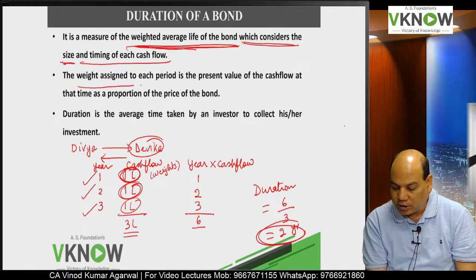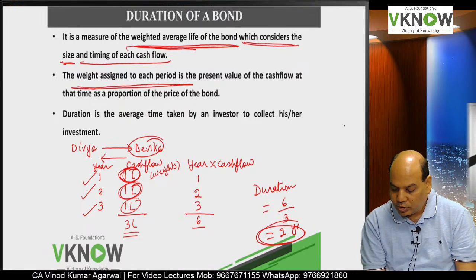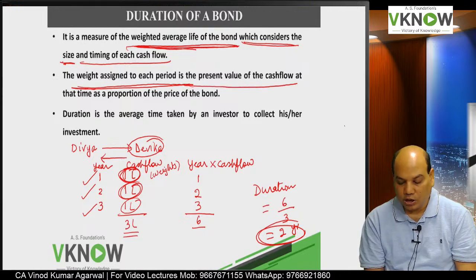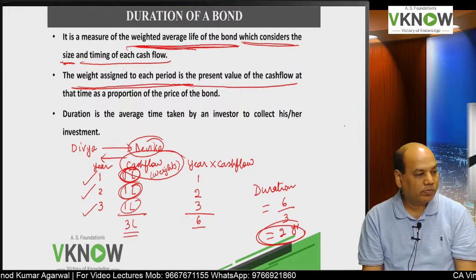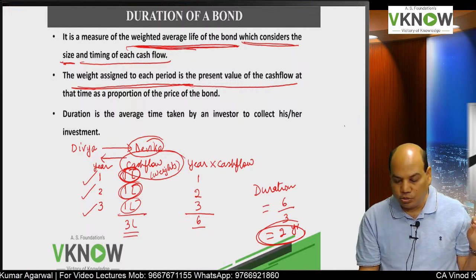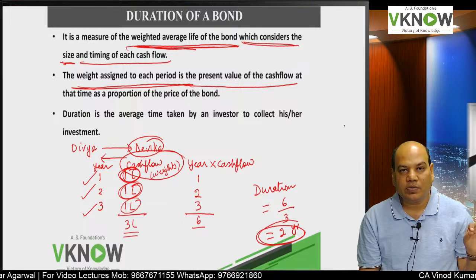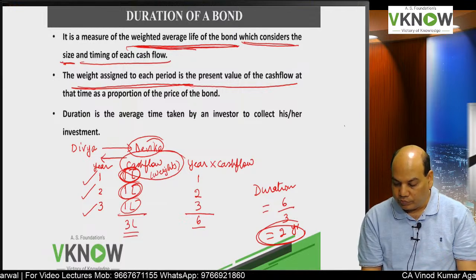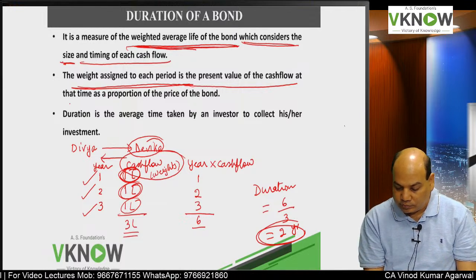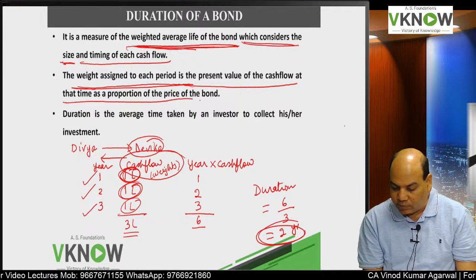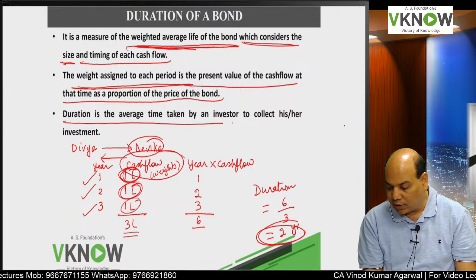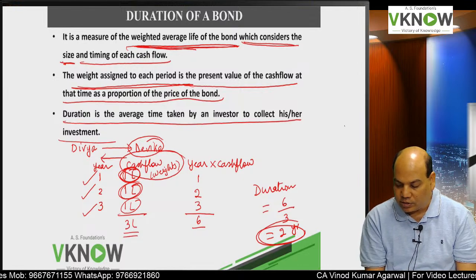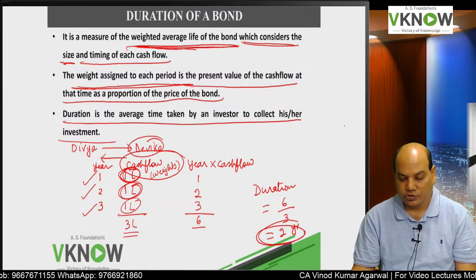The weight assigned to each period is the present value of the cash flow. Only for simplicity I have not taken present value, but while solving the question I will do that. So I will take the present value of the cash flow, which is used as a weight at that time, as a proportion of the price of the bond. Duration is the average time taken by an investor to collect his or her investment.